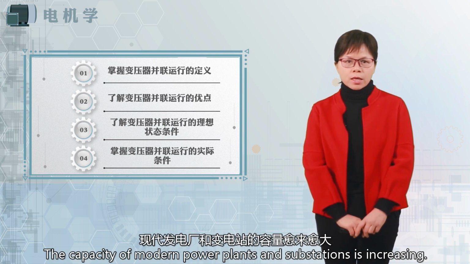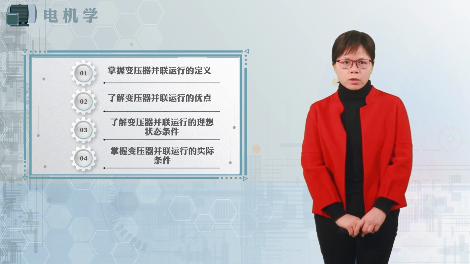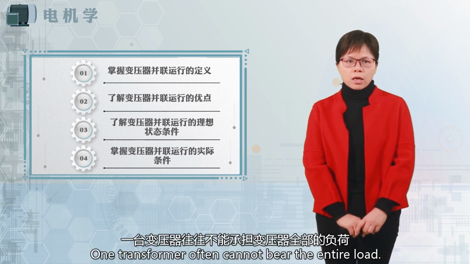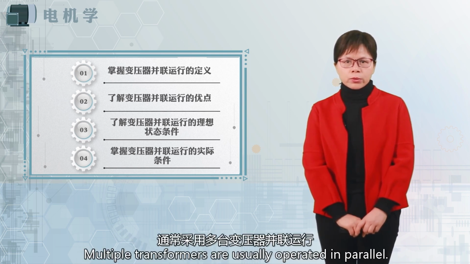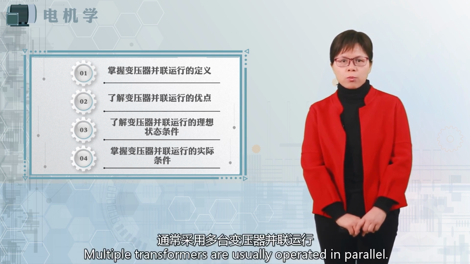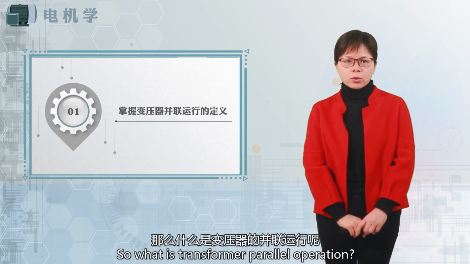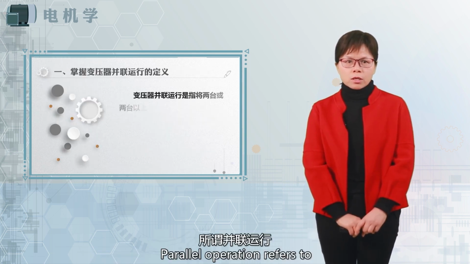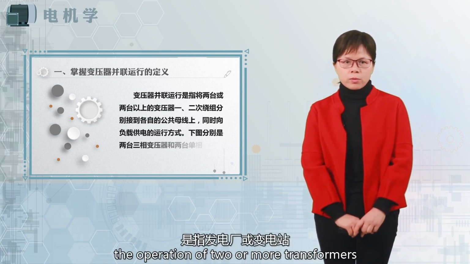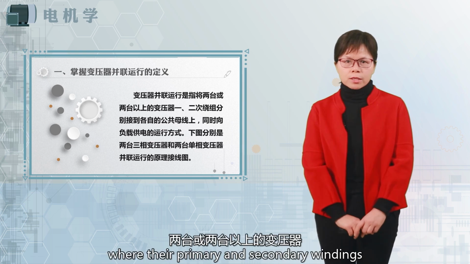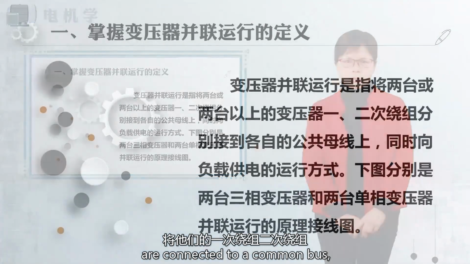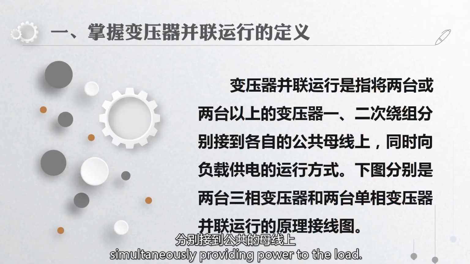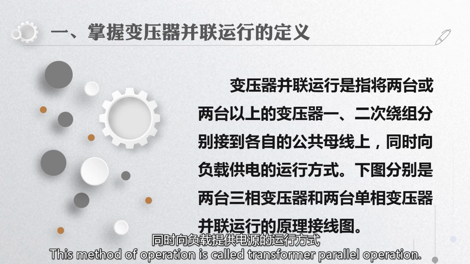The capacity of modern power plants and substations is increasing. One transformer often cannot bear the entire load. Multiple transformers are usually operated in parallel. So, what is transformer parallel operation? Parallel operation refers to the operation of two or more transformers, where their primary and secondary windings are connected to a common bus, simultaneously providing power to the load. This method of operation is called transformer parallel operation.